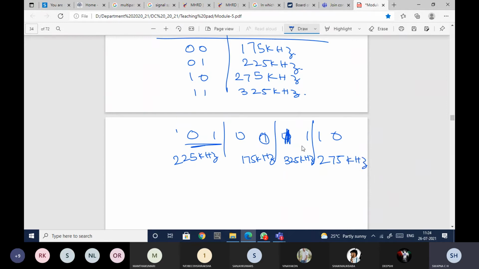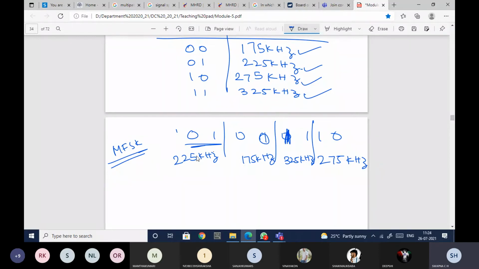Okay, so this is how the MFSK transmitter will work. What it will do is, based on the dibits, it will choose one of the carrier frequencies and this will be transmitted to the receiver. At the receiver, the demodulation will be done.